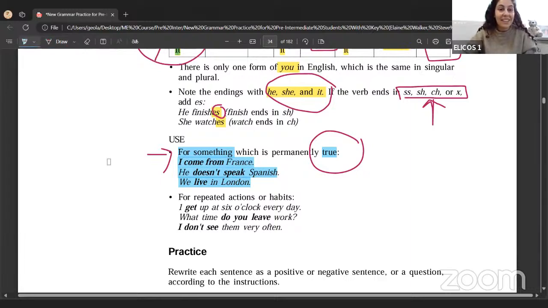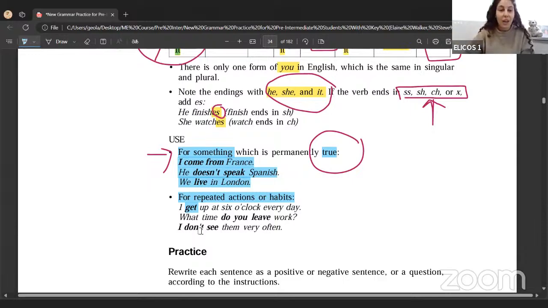Now, the second way is when we have repeated actions or habits. So when we're talking about not just today, I work in the city, but what do I do, not just today, but in the whole week? It's repeated. I do it this week and then I do it next week again. It's a repeated habit. A habit means something that I do more than once. So for example, I can tell you about my routine or my habits. I can say, I get up at 6 o'clock every day. So not just today, but every day.